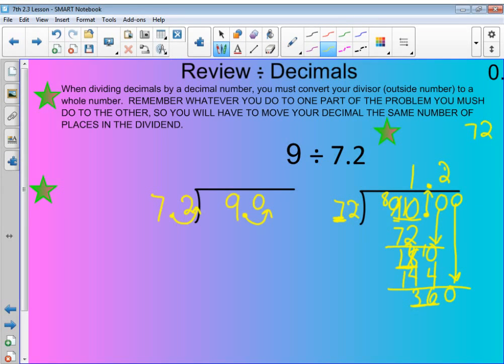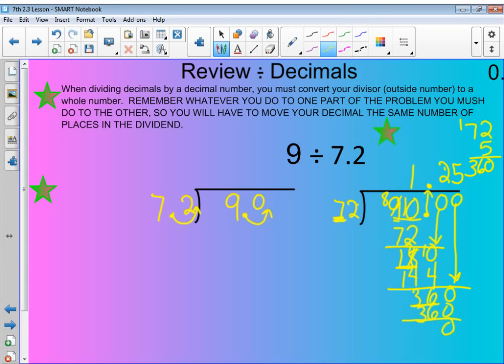So 72 times 5. 10, carry the 1, 35, 36. That's exactly what I needed. So we're going to put a 5 in here. 5 times 72 is 360. I'm now done. I have a remainder of 0. So my final answer here would be 1.25.